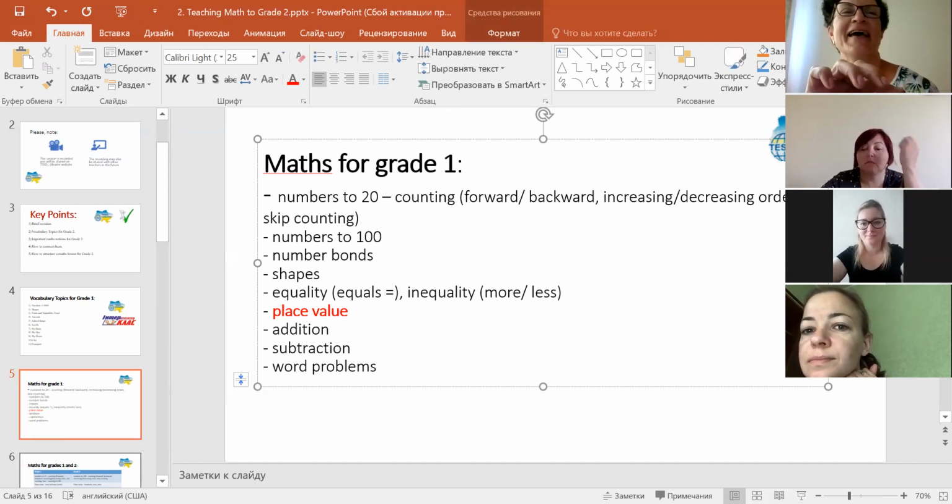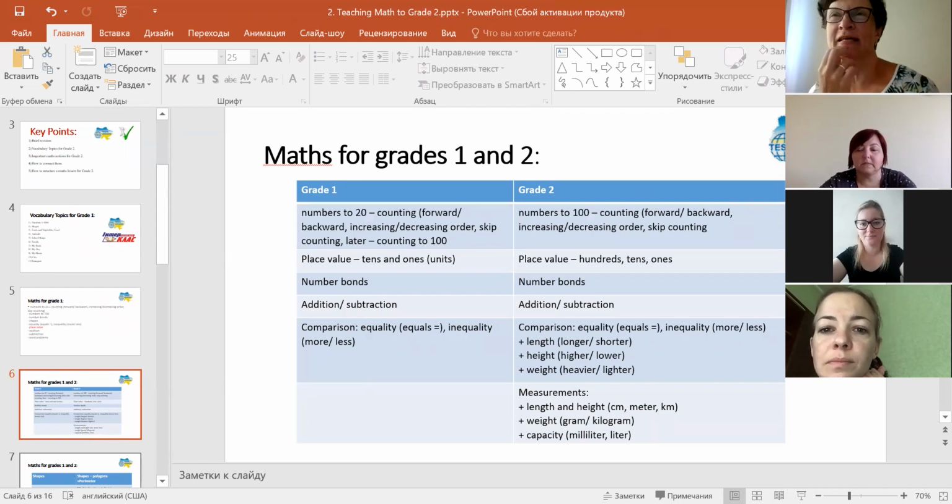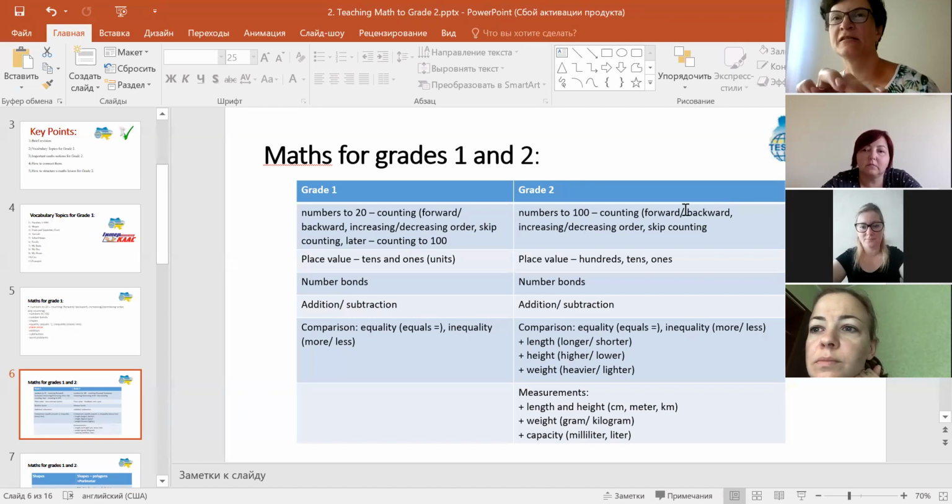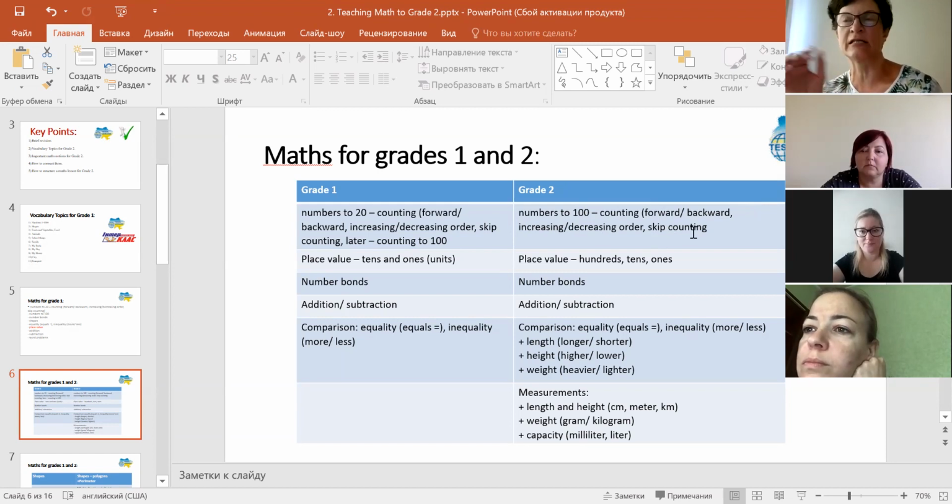So, okay. And now let's see what happens to all this in grade 2. Numbers are still the same. We count backward, increasing, decreasing orders, keep counting, and we continue doing it until they master the topics. Place value, as we count in hundreds already, we add hundreds to place value: hundreds, tens, and ones, which is logical. So number bonds, we need them for addition and subtraction.